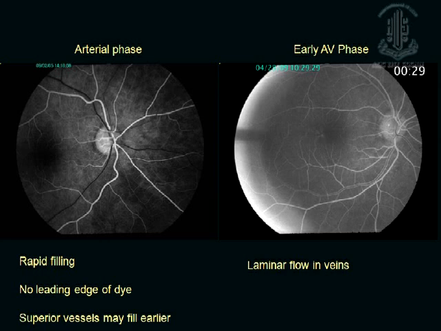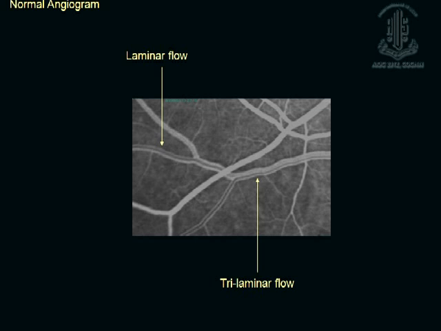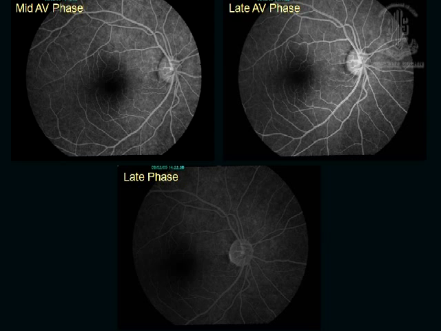The arterial phase is followed by the early AV phase, which is identified by what is called a lamellar flow. Here you can see the typical lamellar flow in the veins. Sometimes when two veins with lamellar flow join together, you have this trilamellar flow here. That's not always seen. So the lamellar flow helps you to identify that this is an early AV phase. You don't need to really look at the timer setting or anything else. You look at the angiogram, look at the relative filling of the arteries and veins. It tells you what phase of the angiogram it is.